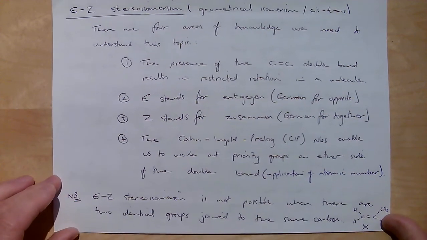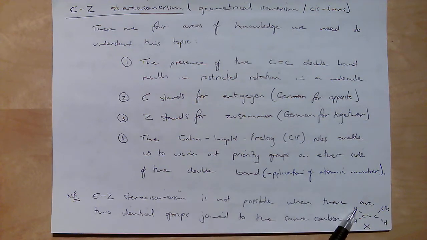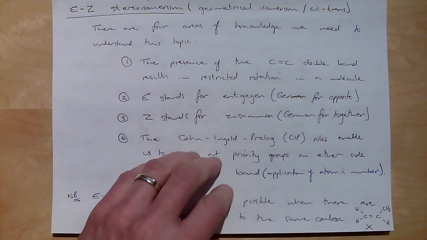Note then, EZ stereoisomerism is not possible when there are two identical groups joined to the same carbon. If I look at this molecule here, I can see that on that carbon I've got a hydrogen and a hydrogen. Because those two groups are the same, this molecule cannot show EZ stereoisomerism.